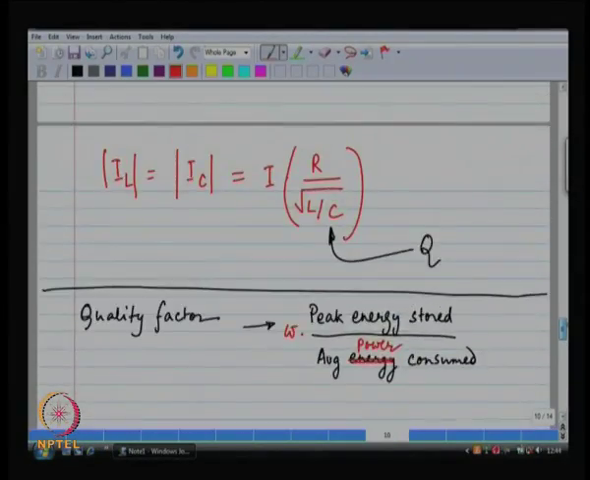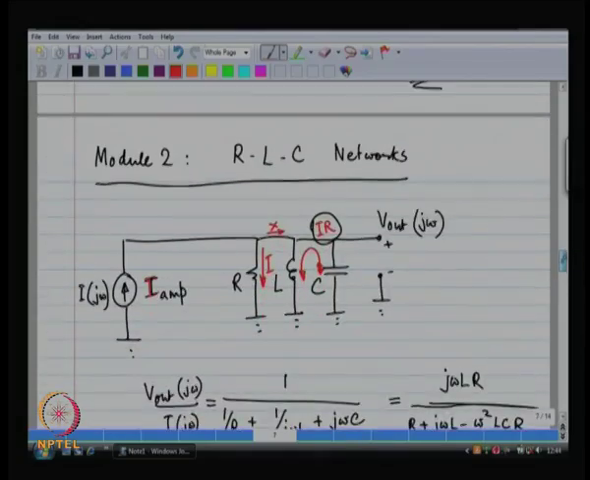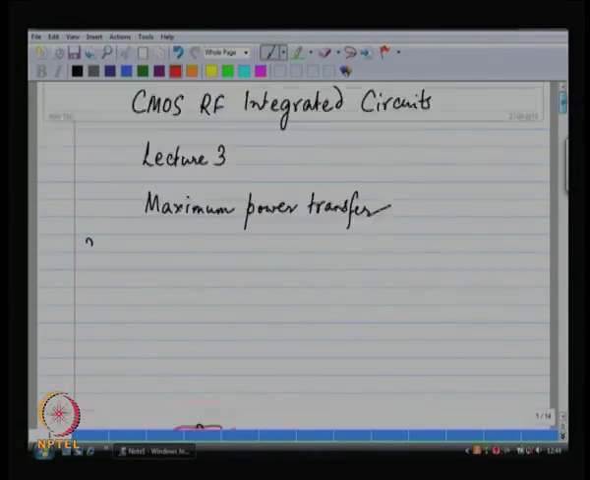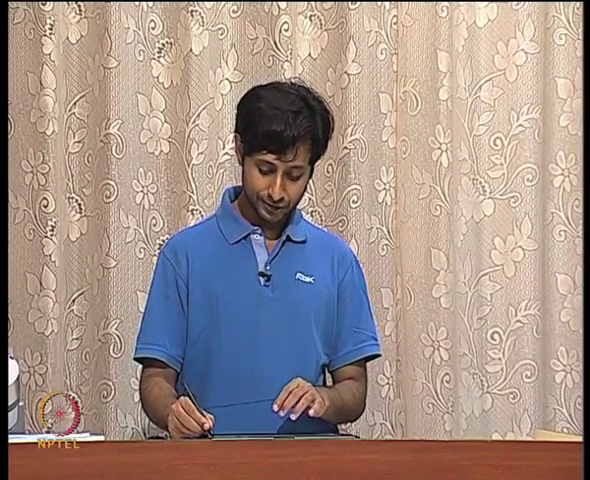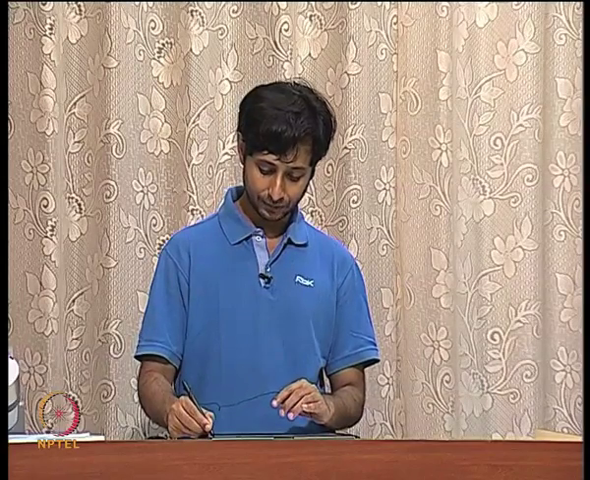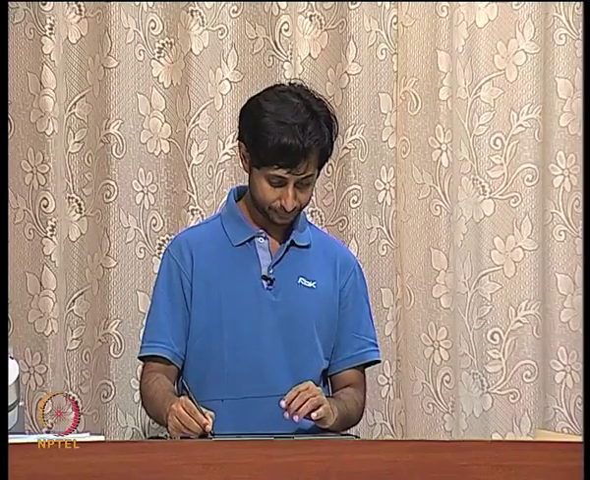So, what we have covered today, first of all we have finished the earlier module. We talked about maximum power transfer, how the source resistance is an integral part of the source, you cannot tamper with it, and maximum power is transferred if the load impedance is the conjugate of the source impedance. It so happens that when maximum power transfer occurs, there is also no reflections.